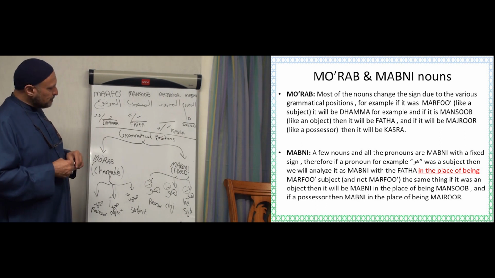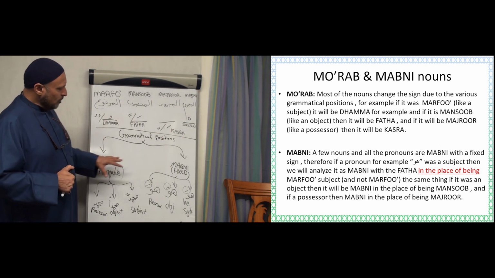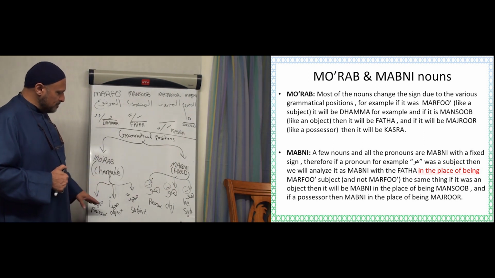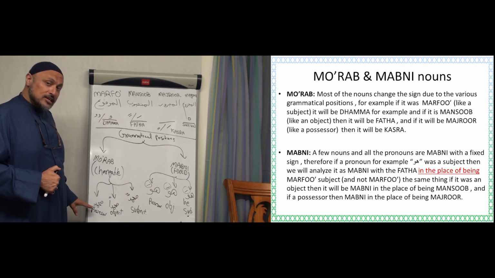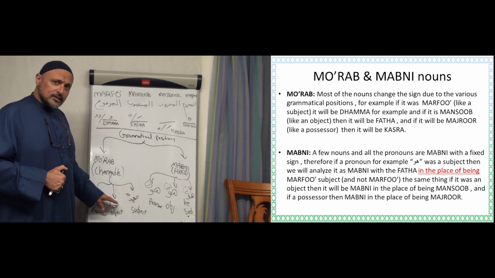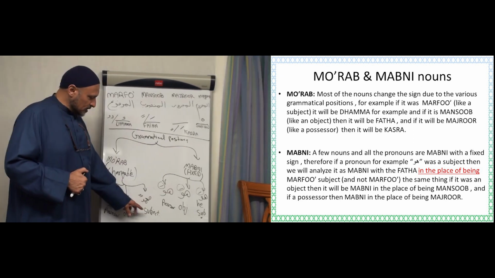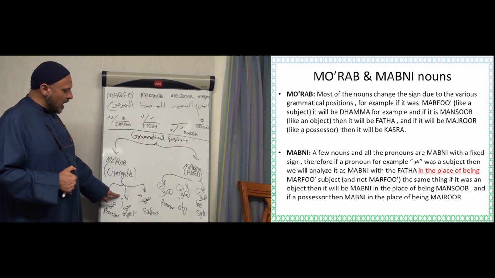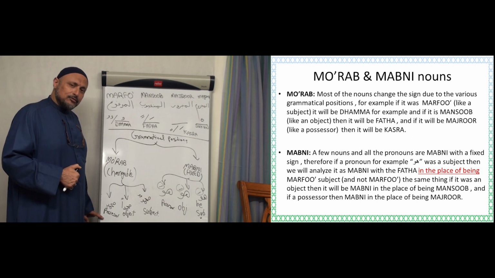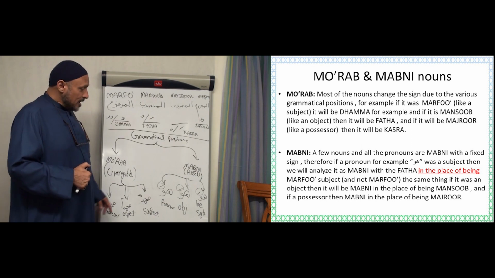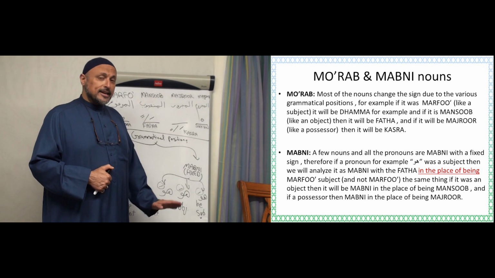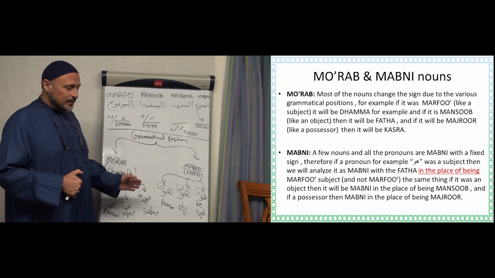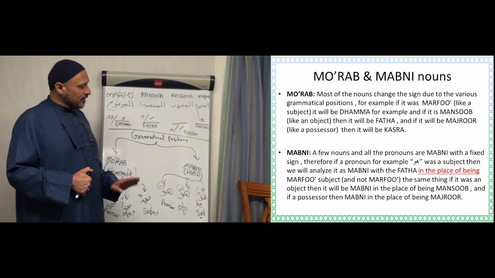And then we said grammatical positions are either mu'rab or mabni. Mu'rab: the end sign is changeable, it changes due to the grammatical position. So if it's a subject, it will take a u sound. If it's an object, it will end with an a sound. If it's a possessor, it will end with an e sound. And if it's fixed, like pronouns and demonstrative pronouns and relative pronouns and many other nouns which are fixed, they will take one sign regardless of their position.